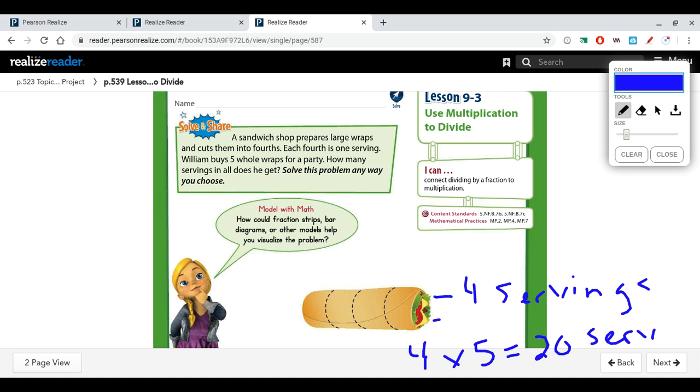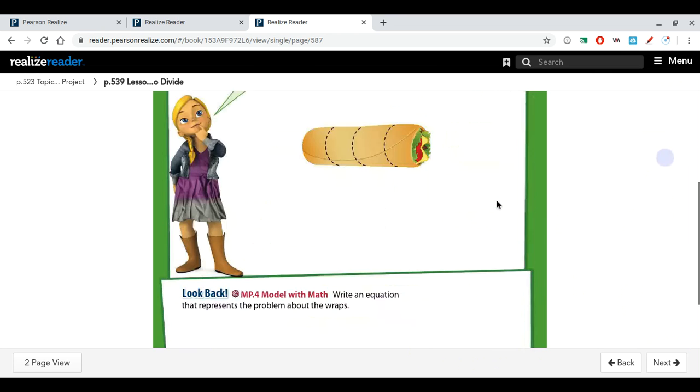So that's how I can relate a fraction to multiplication, because if I were to write this out, this would be 5 divided by 1/4. If I take each one of those wraps and divide it into 4 pieces, I end up with 20. So there you can see how I did 4 times 5 and I ended up with 20. That's how they relate.